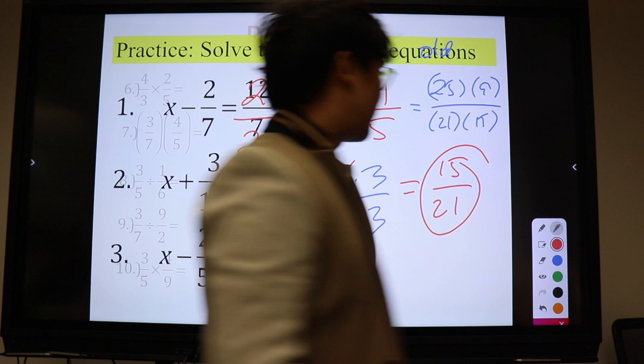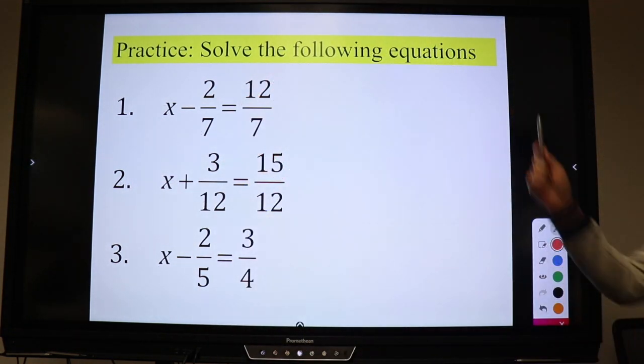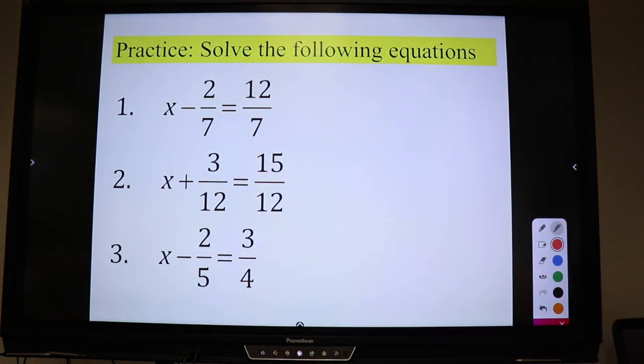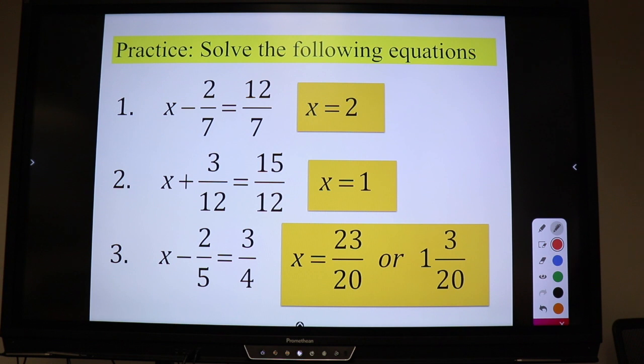Let's go back to this. Solve for x. Let's see if you get 3 out of 3. What's the answer for the first? Is that what you got? Any one of you? What about the second one? 12 or 1. What about the last one? 23 over 20. Okay. Now, why is number 1 wrong?